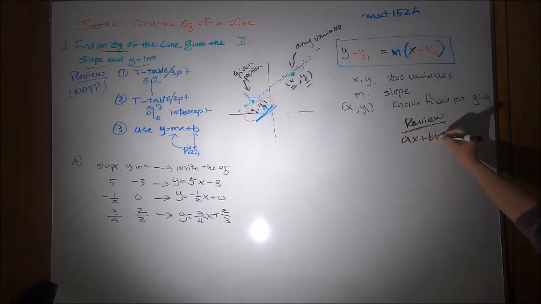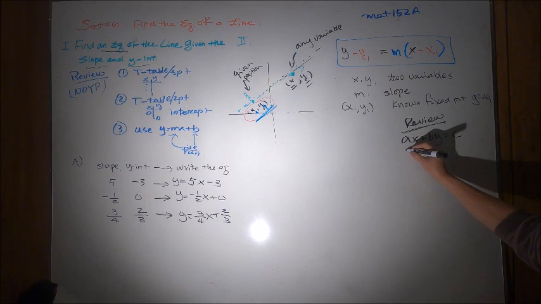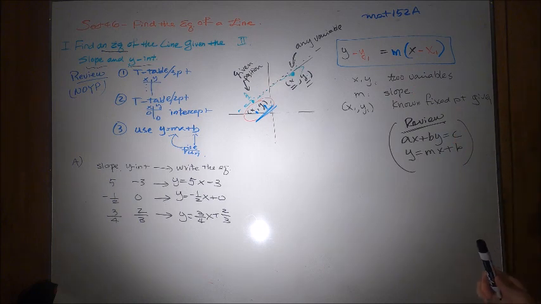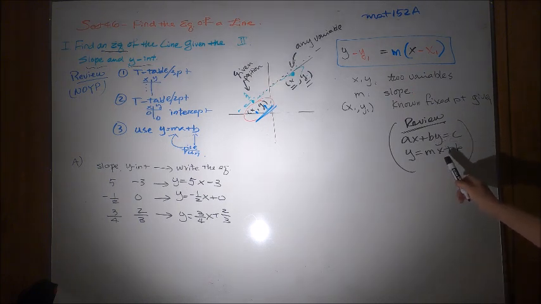Standard form, right? The second one was what? Slope-intercept form. Now we are learning the third form. Okay, those forms are the result.